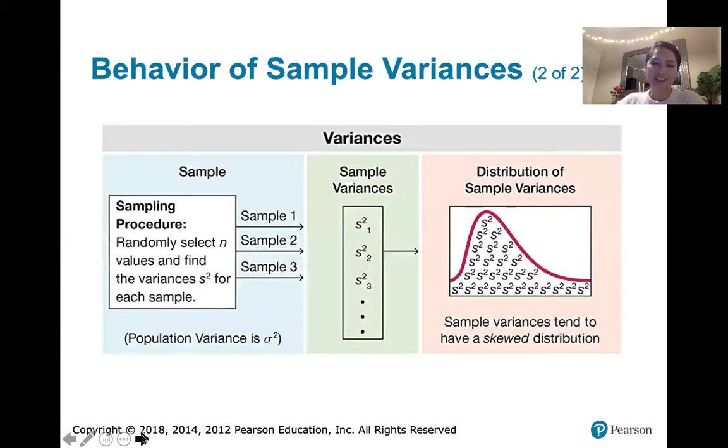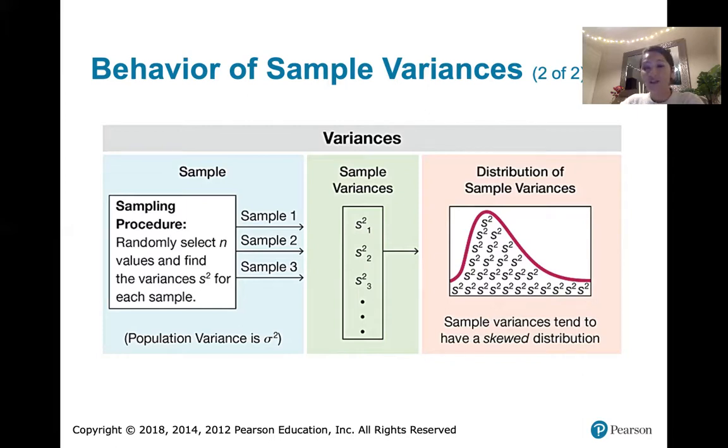Here's a graphic that illustrates that exact same idea. Let's say we've got a population of size capital N, and we randomly select n values with replacement from that population. With each of those selections, we find the variance for each sample. We do that once and we find a variance. We do that again and we find a variance. And we do that again, and we do this all of the possible ways that we could randomly select n values from that population. So we get every possible sample variance, and then we look at the distribution of those sample variances.